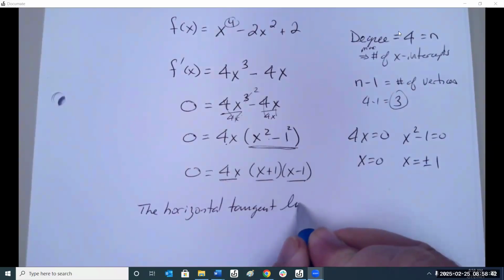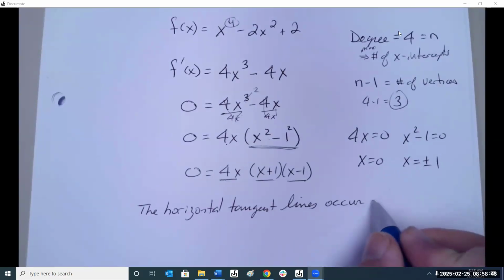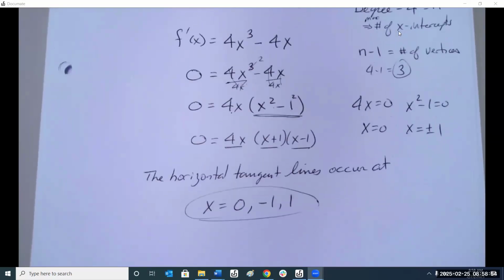The horizontal tangent lines occur at x equals 0, -1, and +1. That's why I know I'm going to have vertices.